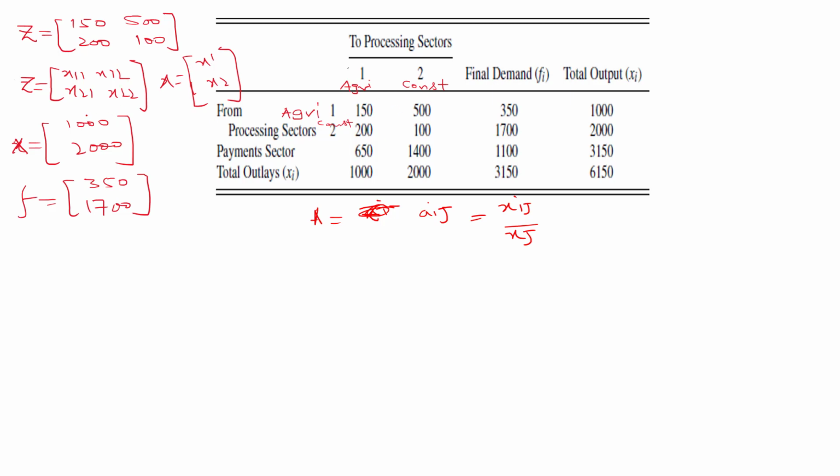Okay, similarly, how will we read x_21? Sector 2, which is the construction industry, will be providing to 1. So the agriculture sector needs to consume 200 units from the construction industry. So 2 providing to 1 and 2 providing to itself. So this is 100. Now we want to calculate this.